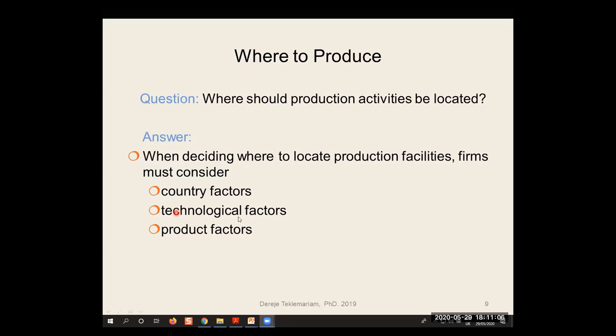When we say technological factors, especially from a global perspective, technology means two things. One, the suitability of production to the expected level of technology. The other is the carrying capacity of that location to use that technology. For example, some technologies may require a high amount of energy. So if the country does not have an adequate supply of energy, then the carrying capacity for that technology is low.